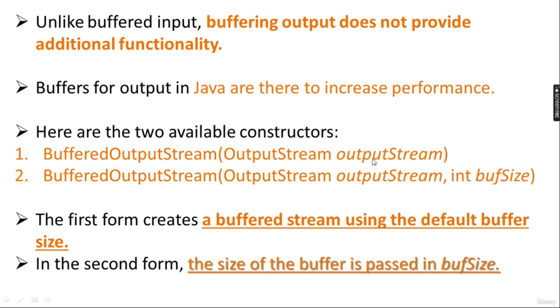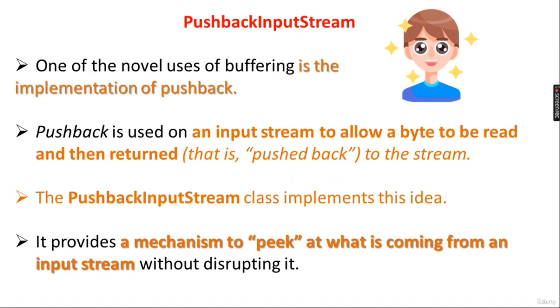Unlike buffered input, buffering output does not provide additional functionality. Buffers for output in Java are there to increase the performance. There are two available constructors: BufferedOutputStream with the output stream object, and with the output stream object and buffer size. The first creates a buffered stream using the default buffer size, generally 32 bits, and in the second the size of the buffer is passed in as the buffer size.